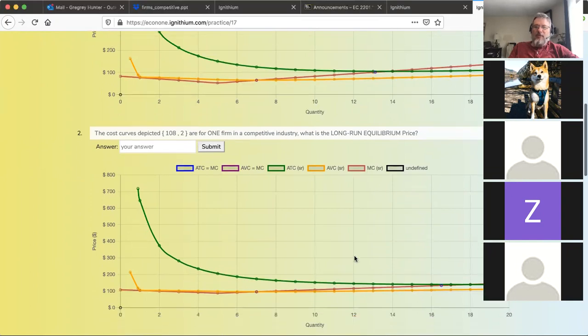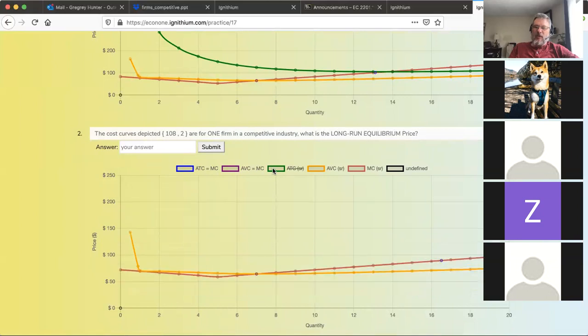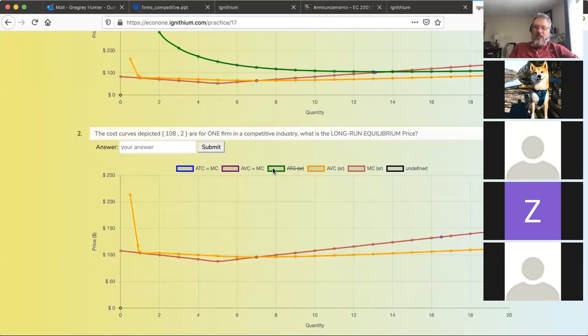So remember the trick here, and if you guys do the practice, you'll see this, is that I think what they're trying to get us to do is say, well, there are no fixed costs in the long run. So should we just be paying attention to the AVC, because all costs are variable in the long run. And here it's $96 per unit is where that crossing point is.